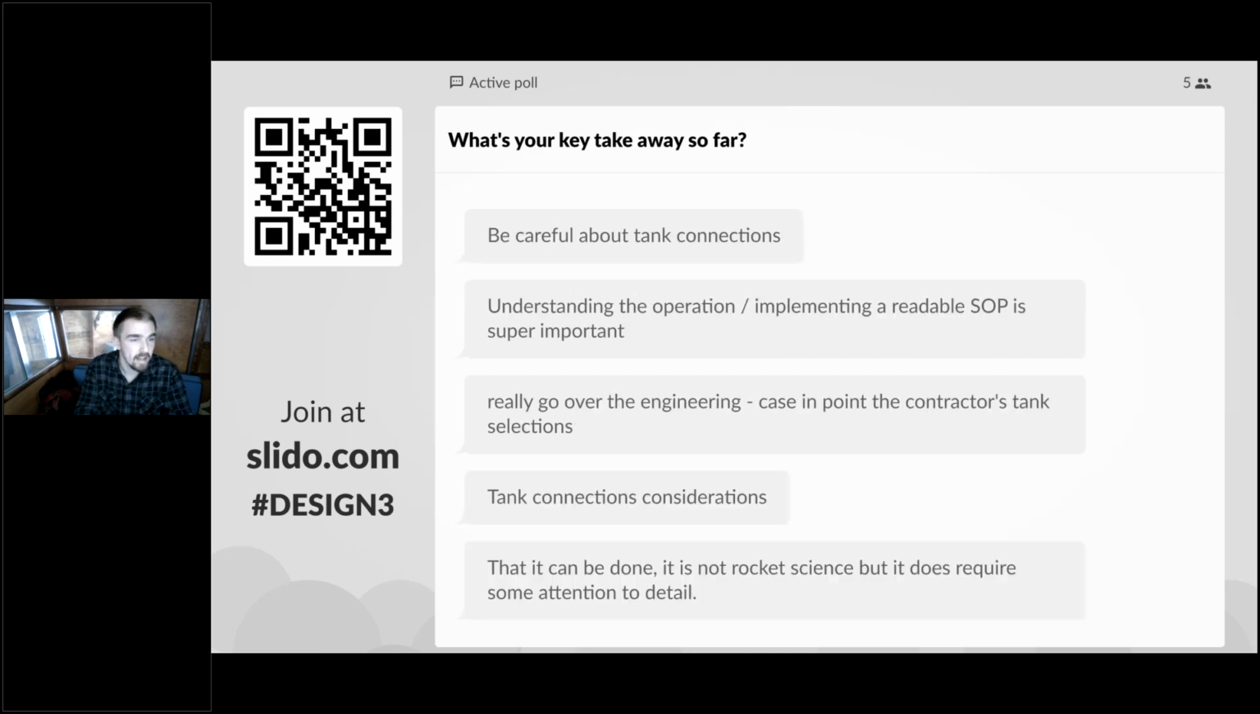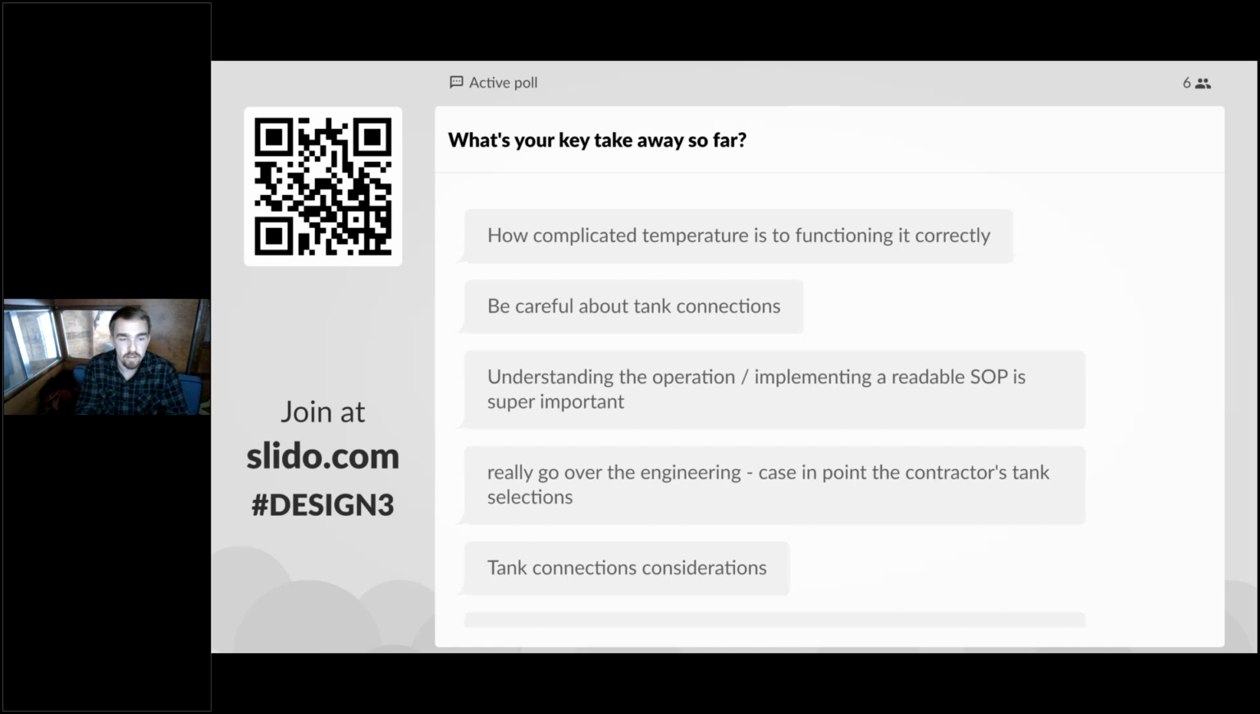Yeah, for sure. So the submittal process for that reason is really important as well, to align the contractor and the designer. Hopefully, and we have to keep in mind this is new to contractors and designers. So if you're a contractor that has learned a lot about these systems and you see something where the design could be improved, or you see some potential issues, that is really important to communicate with the engineers so you can both get on the same page early on in the process. And how complicated temperature is to functioning it correctly.